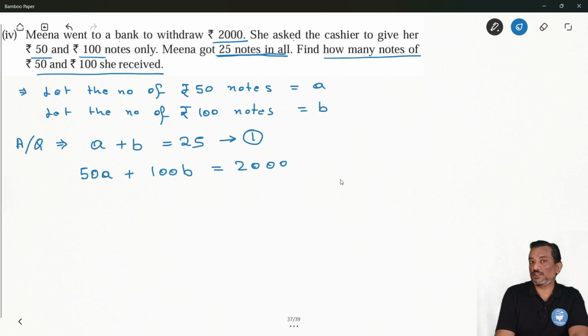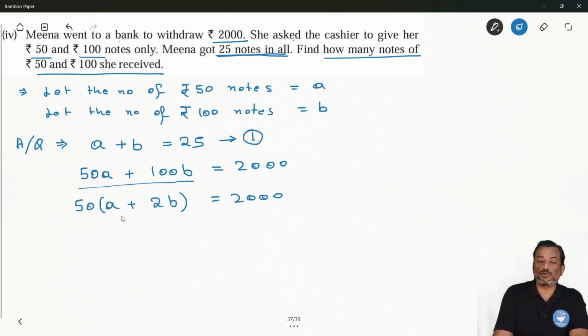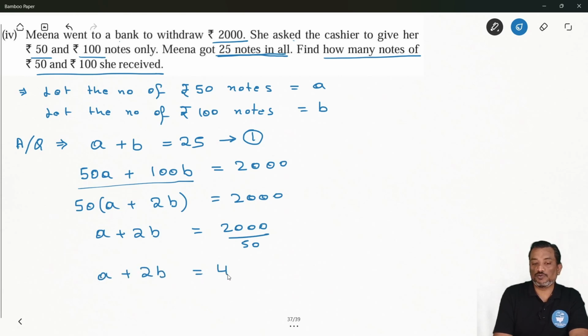नाउ थोड़ा से हम इस इक्वेशन को और सॉल्व कर लेते हैं. तो यू कैन सी बोथ द साइड 50 is common. So we can take 50 common from this. So a plus 2b is equal to 2000. Okay, now this 50 will transpose to other side. So a plus 2b is equal to 2000 over 50. So a plus 2b is equal to 40. So this is now you can take as equation 2.